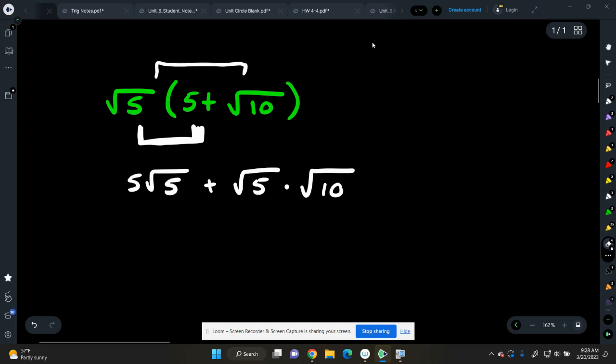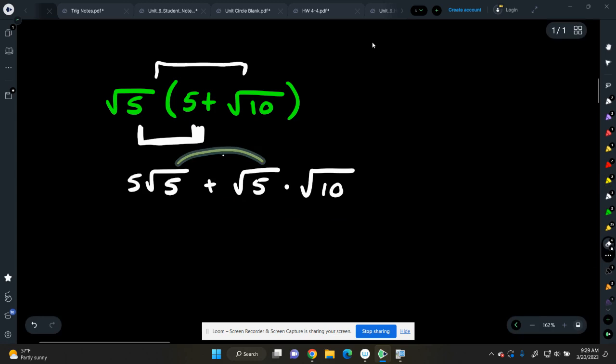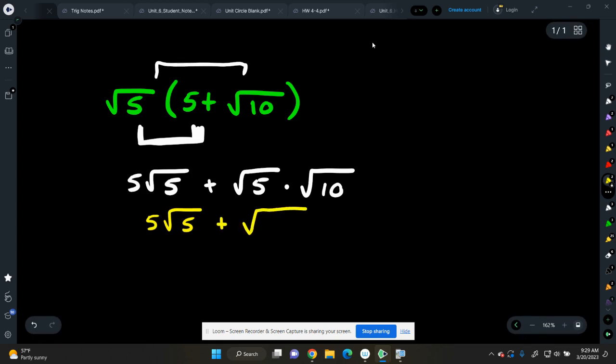Are we allowed to do the square root of 5 times the square root of 10 first? Yes. Because remember, addition is commutative, which means it doesn't matter which order we add. Okay, so now can we do anything with this 5 square root of 5? No. How about the square root of 5 times the square root of 10? Can we do anything with that? Yeah, we can combine them. Let's combine them. Don't multiply them out. It's not wrong if you do, it's just more work, right?